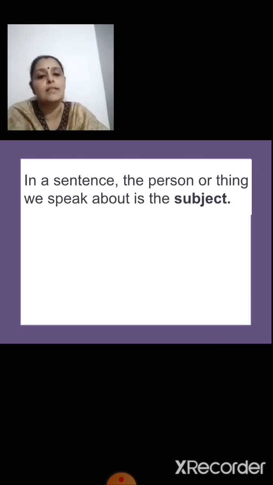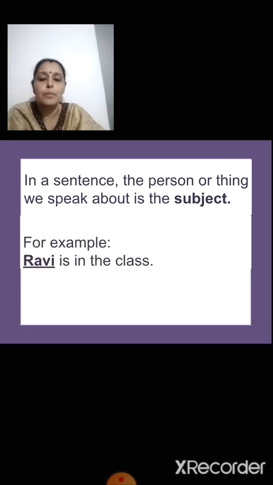In a sentence, the person or thing we speak about is the subject. The main person or the thing that we are talking about is the subject. S-U-B-J-E-C-T, subject. Okay, so let's see an example.